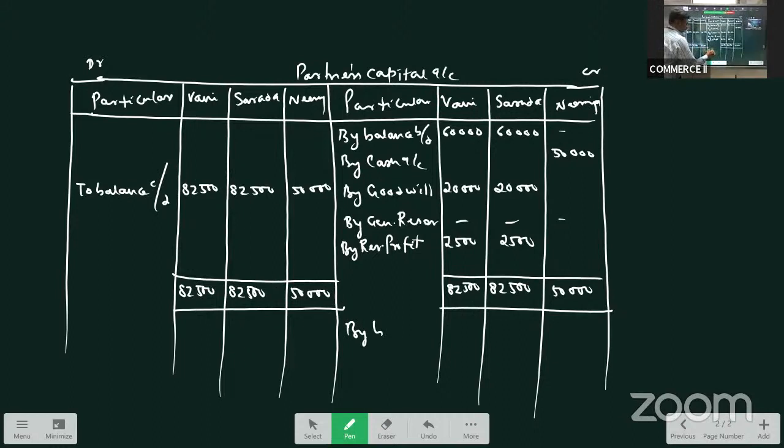By balance brought down. Done. Okay. Now let us prepare the balance sheet.